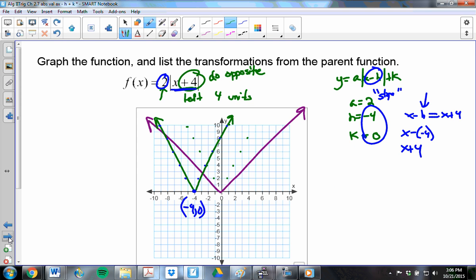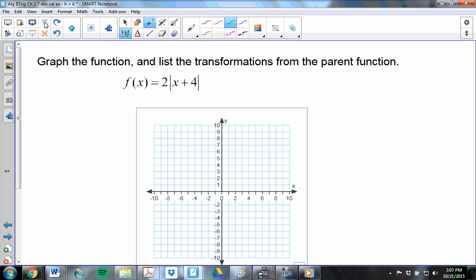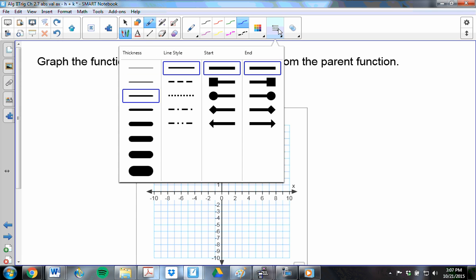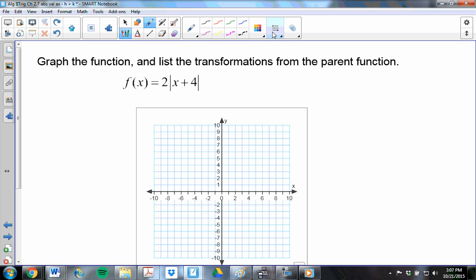Okay, so here's some examples. I'm going to graph this function and describe the transformations. I can do that without plugging any points or making a table. Right now my a value is 2, my h value is negative 4 because I do the opposite, and my k value is 0. It's like there's a plus 0 at the end. There's a, there's h, and there's k.